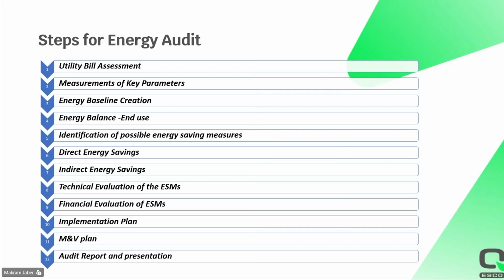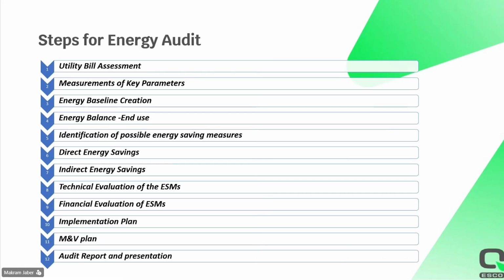After doing the measurement, we reach the phase where we have to create the baseline and do the energy use breakdown. We can say, for example, that this facility consumes 10 million kilowatt hours per year, distributed over the months in a specific way. And now we need to know how this 10 million is distributed between each type of equipment, lighting, chillers. So this is called energy use breakdown.